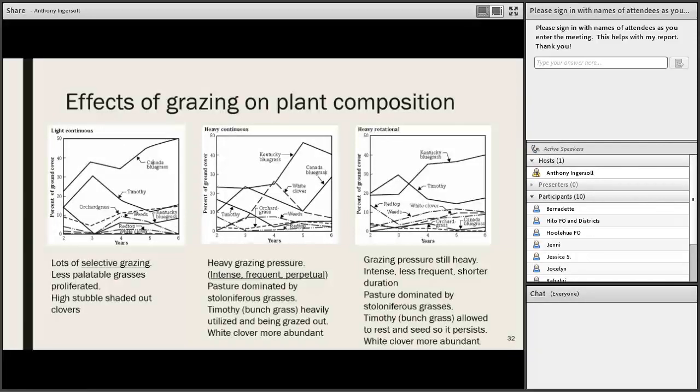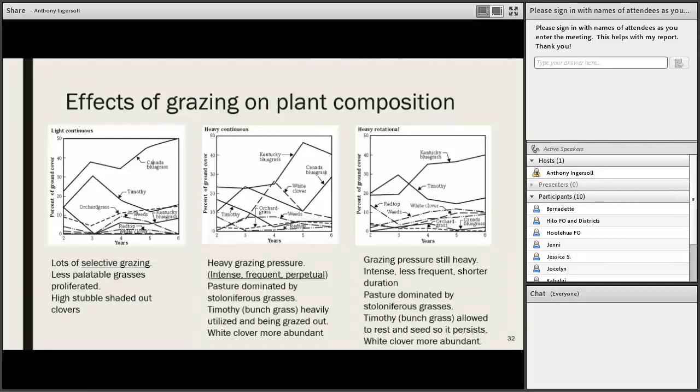The second graph shows the result of heavy continuous grazing. The grazing was real close. The stubble heights were very short, and that promoted the Kentucky bluegrass at nearly the expense of everything else. The white clover was initially favored, but it decreased in the final 2 years because of dry weather.